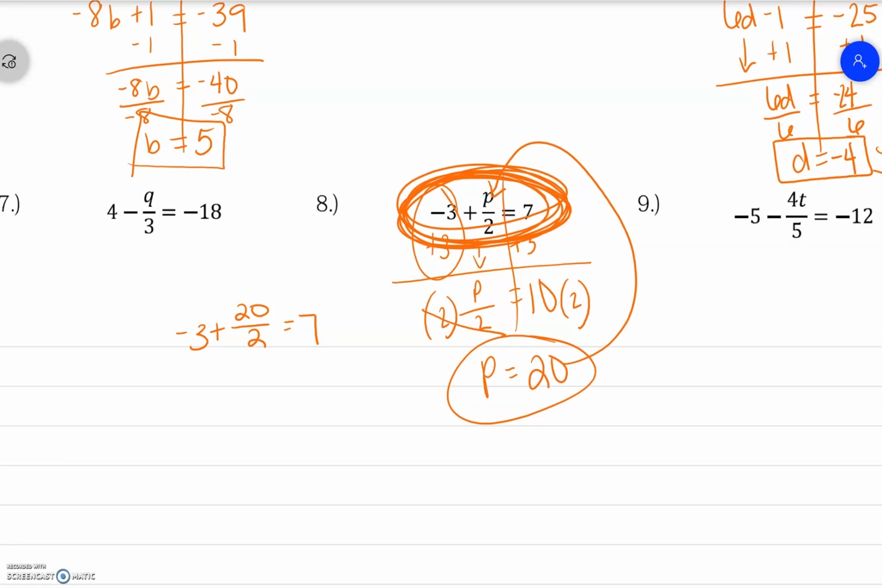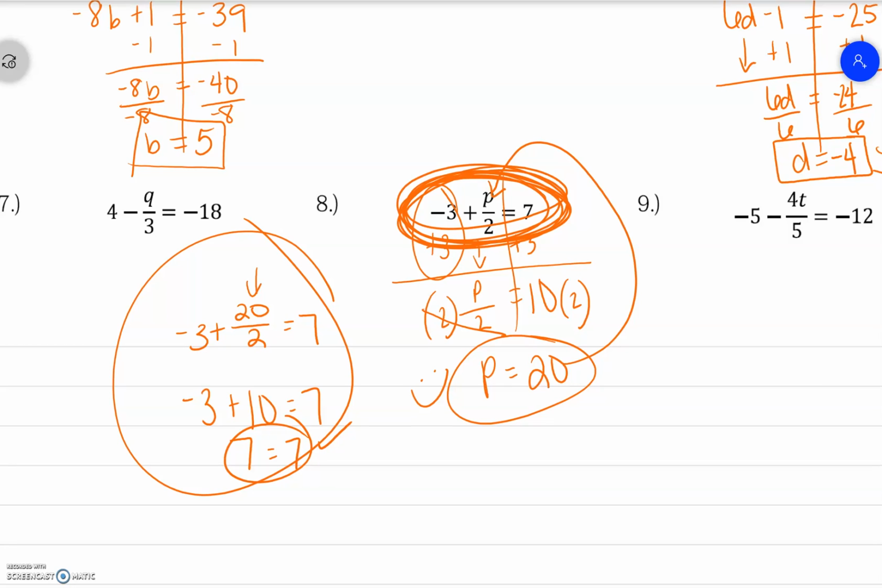So when we simplify, we work from the inside out, so we need to divide this first. 20 divided by 2 would be 10. -3 plus 10 would be 7, and 7 does equal 7, so our answer is correct. That takes no time at all to make sure that you actually have the correct answer.